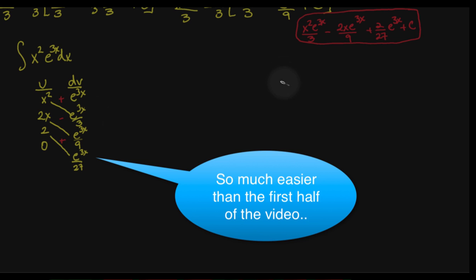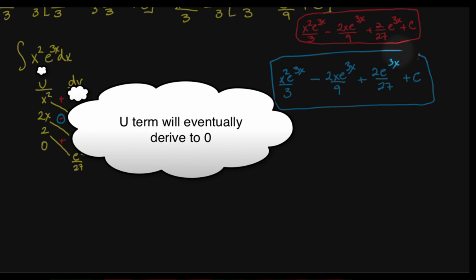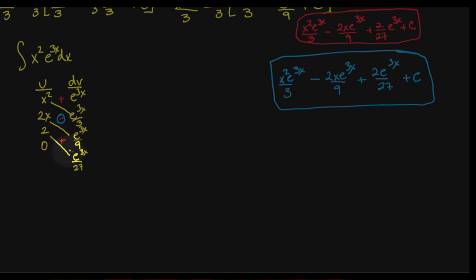If I did it here, I'd get x squared e to the 3x over 3 minus, because of this right here, 2x times that. And we see that it does indeed look just like the way we did it that took 5 minutes. We did it in under 2 minutes this way. And of course this is an indefinite integral, so we wouldn't forget our plus c. Again, our clue was that the u term eventually differentiated to 0. You take your u, keep differentiating it until you get to 0, integrate the same number of times, diagonal, plus minus plus minus.